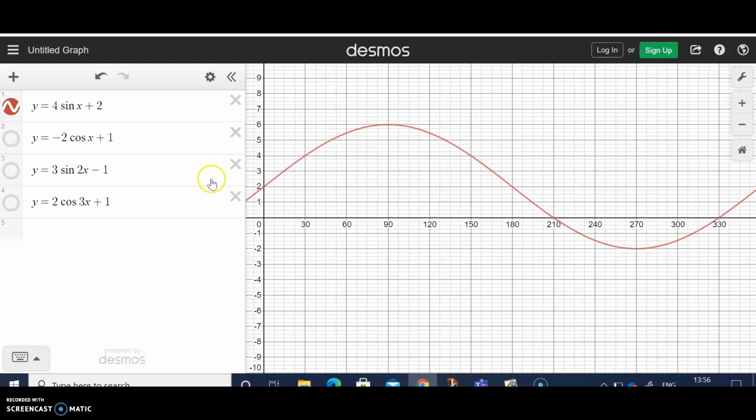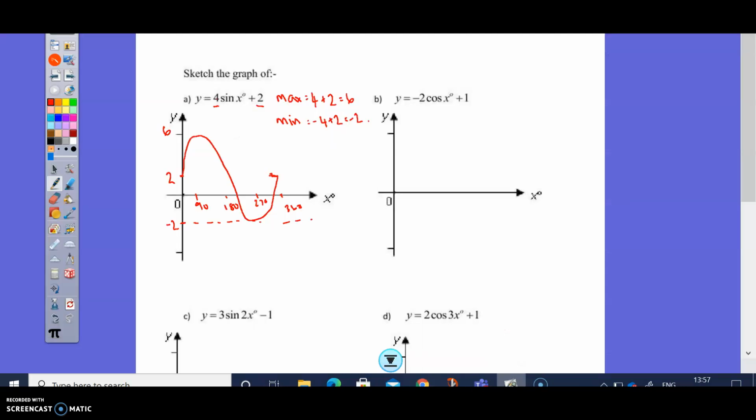Okay, you'll notice all your points have been moved along. So your maximum's still at 90, your minimum's still at 270, but it no longer cuts the axes at 180. Instead, it goes through 2 at 180 again. Let's have a look at the next one.